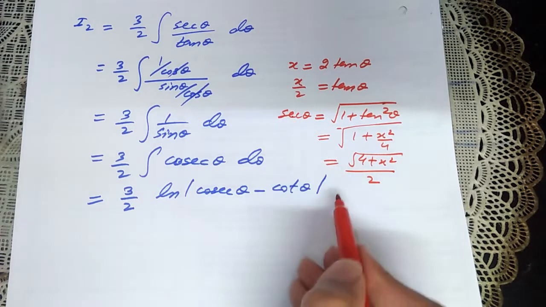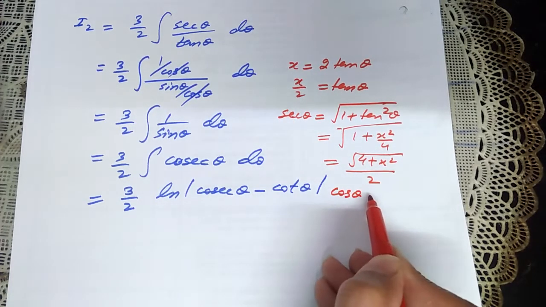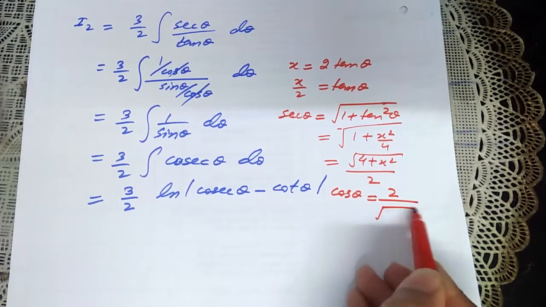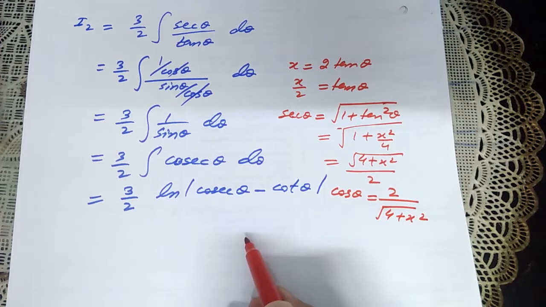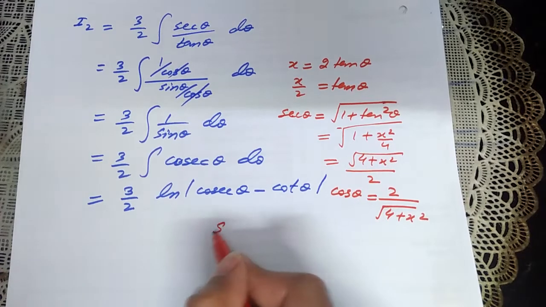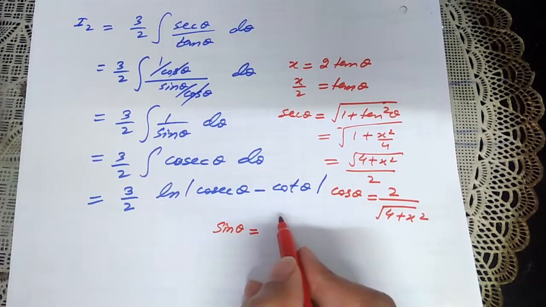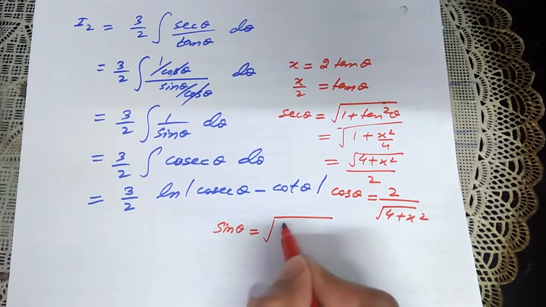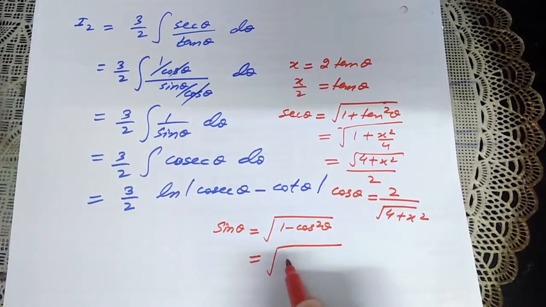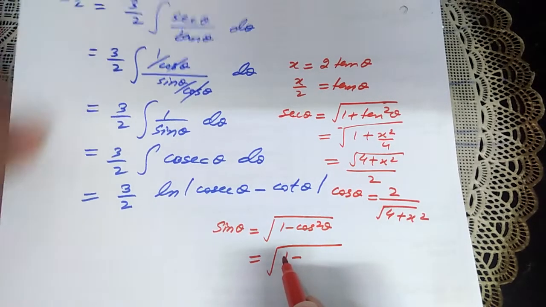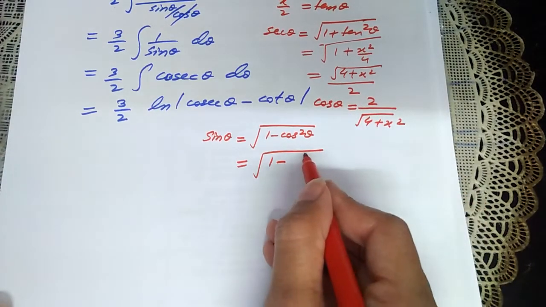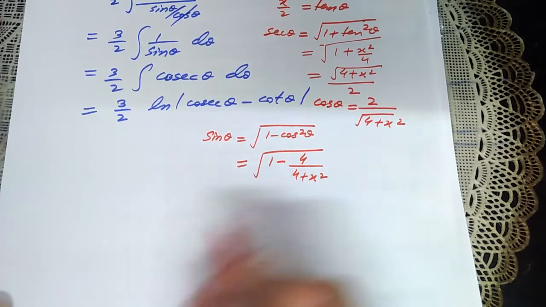So out of the secant theta, I can take out the value of cos of theta. And that cos of theta is basically the reciprocal of this, that is 2 over under root 4 plus x square, like this. So we can take out the value of sine theta now from here. We know that sine of theta equals under root 1 minus cos square of theta. So that will be equal to under root 1 minus cos square of theta, which is basically the square of this term. So it will be equal to 4 over 4 plus x square, like this.